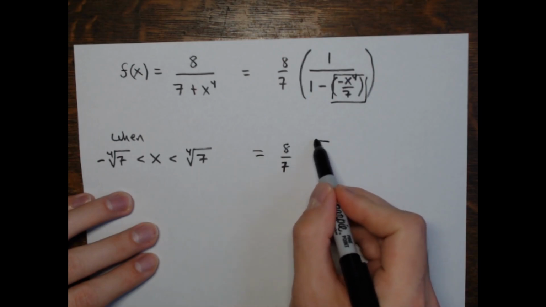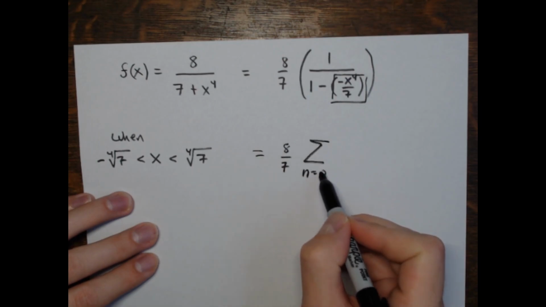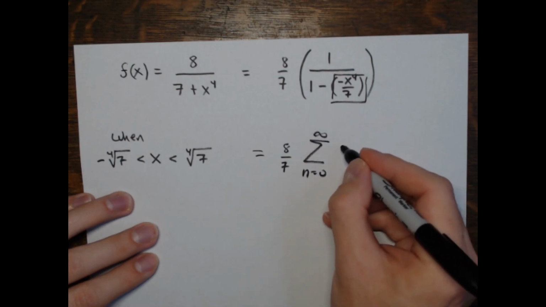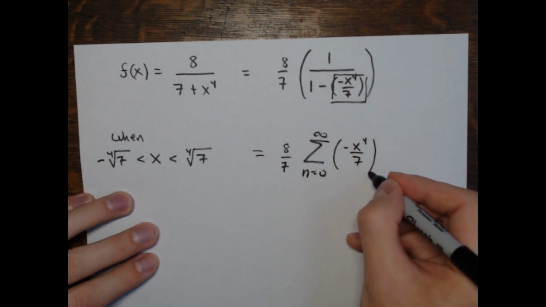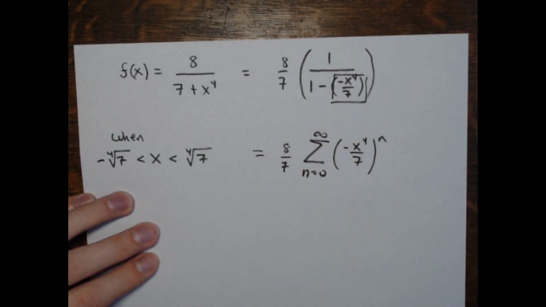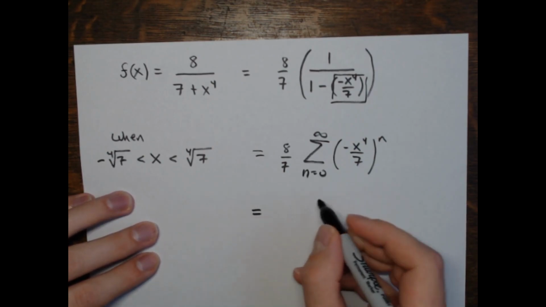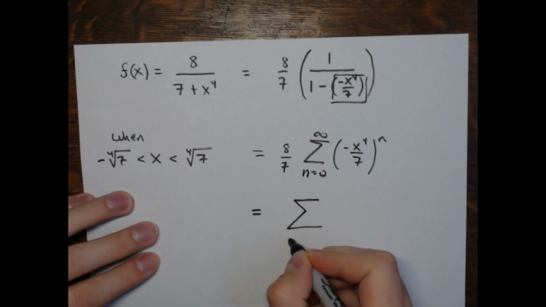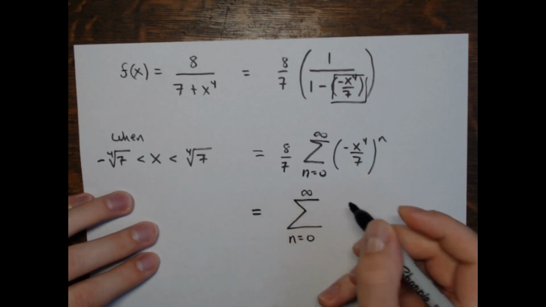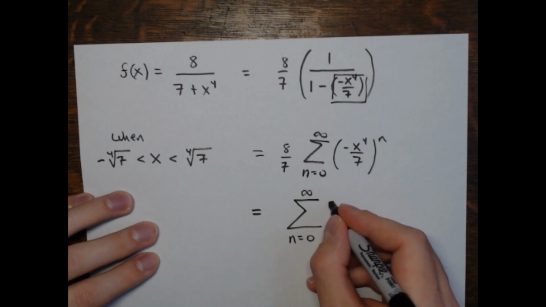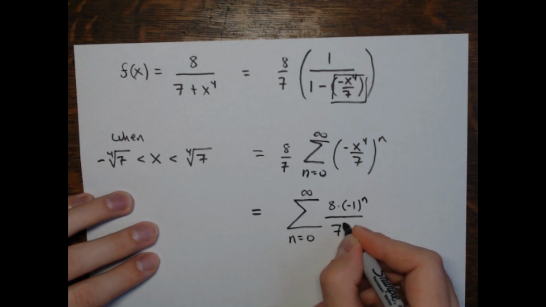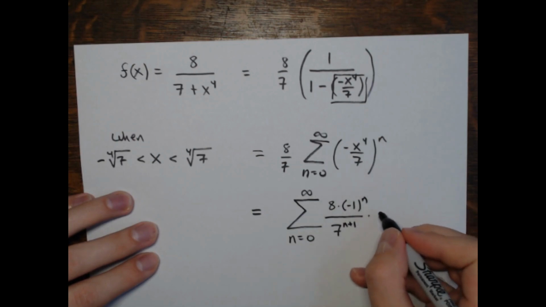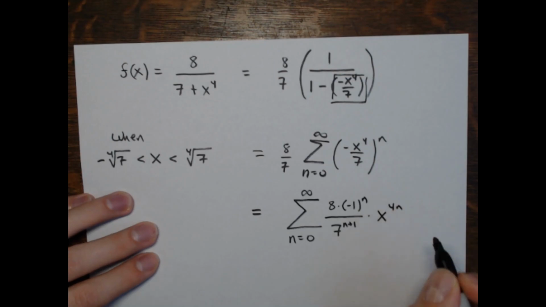This will be 8/7 times the sum from n equals 0 to infinity of this negative x to the fourth over 7, right? This thing in the box here, to the nth power. That's like the common ratio of a geometric series. And if I multiply some stuff out here, this will be the sum from n equals 0 to infinity. You got 8 times negative 1 to the nth over 7 to the n plus 1. And then your powers of x are x to the 4nth.